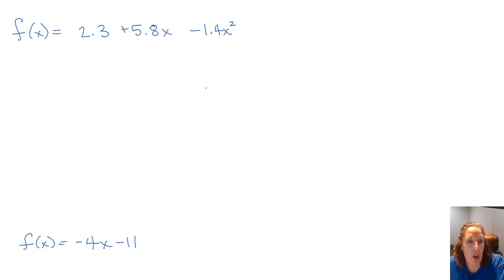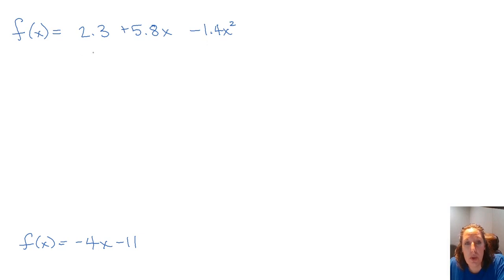Hello. In this video, we're going to be taking a look at a couple of polynomial functions to find where they are increasing and decreasing. So let's jump right in. Our first one, our function is 2.3 plus 5.8x minus 1.4x squared.